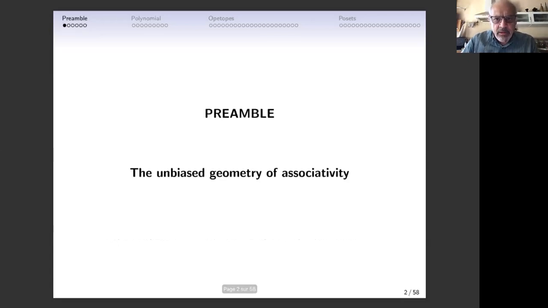themselves. Because this audience is in homotopy type theory, I want to introduce those objects in the spirit of weakening equalities. Everyone in this audience knows that the associahedra give the geometry of associativity. So I want to show you opetopes as the geometry of associativity, but of unbiased associativity, and we are going to see what it means with pictures.